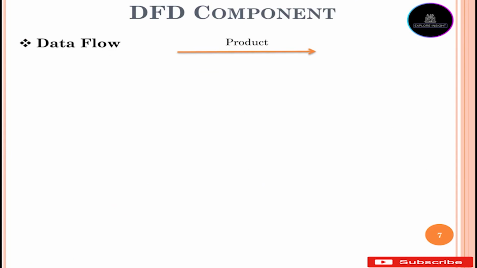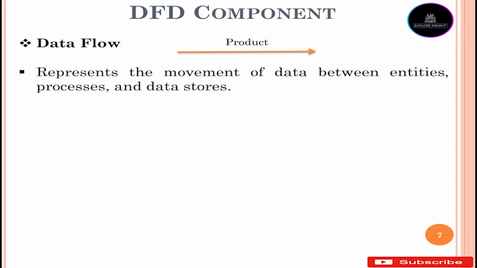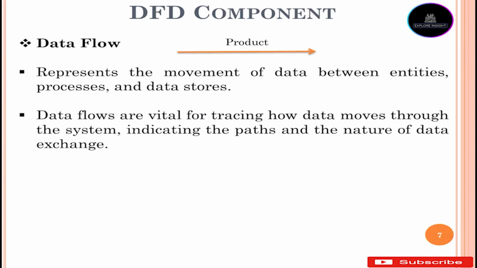Now, we'll talk about the last component, which is the data flow. In this data flow, it is symbolized by an arrow. So it could be a forward arrow or a backward arrow. Now, I will explain when we use these specific arrows. Now, let's move on to talk about the data flow. Data flow represents the movement of data between entities, processes, and data stores. And also, data flows are vital for tracing how data moves through the system, indicating the paths and the nature of data exchange.